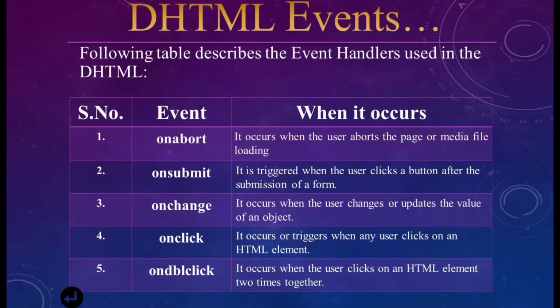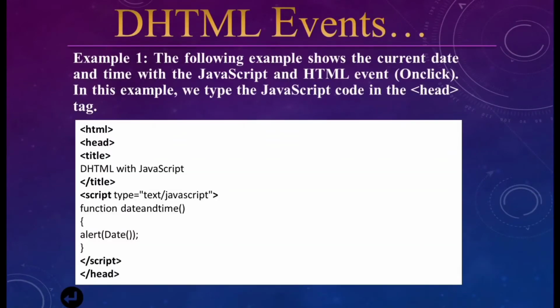Fifth one, ondblclick. It occurs when the user clicks on an HTML element 2 times together. Let us see an example of a program with JavaScript and HTML events. First we write the dynamic HTML with JavaScript in the title tag, and then we write the JavaScript in the script tag. Then we call the function date and time.